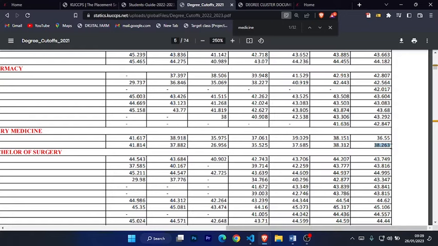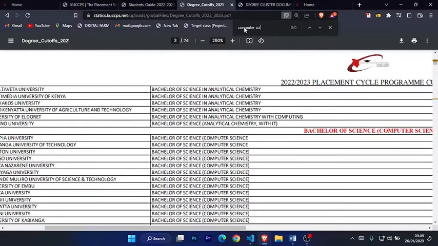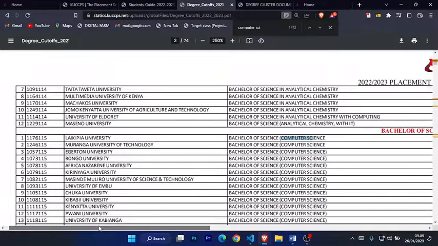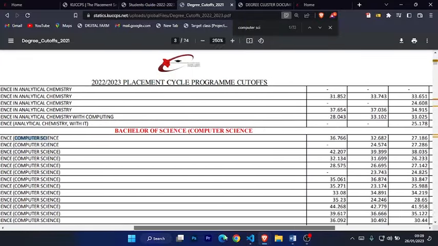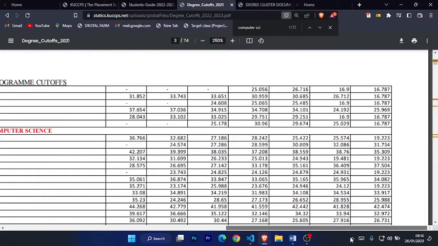So how will you know this is the cluster I have? This is the point I have. The cluster has some points. So maybe you can search another course. Let's see computer science, the entry grades. Good, we have computer science. You can see a range of universities like Kibabii, Maranga, Egerton, Rongo, Africa Nazarene. If you stretch this to the far end, you can see Rongo 19, Maranga 31, 35, another university 19, 42. So how will you know the clusters that you have?